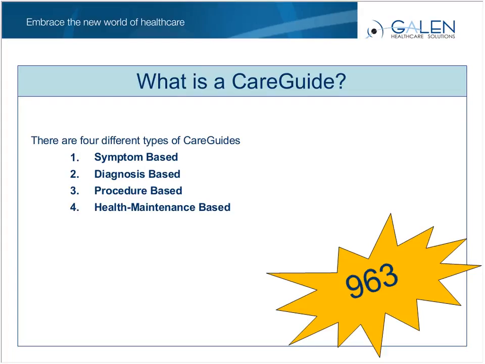Procedure-based focuses on post-procedure medication and lab testing, but does not include the diagnostic testing that leads to the decision to perform the procedure. Health maintenance-based focuses on age range and gender-specific preventative care orderable items, including regularly scheduled tests, medications, immunizations, and health maintenance reminders.